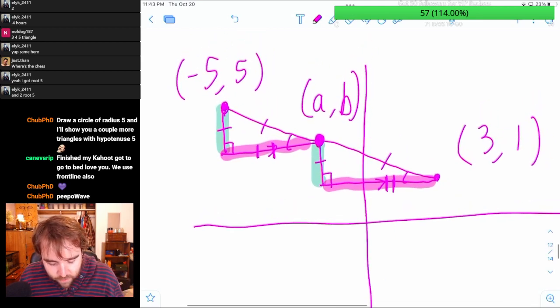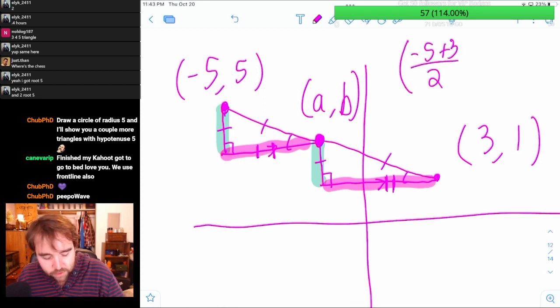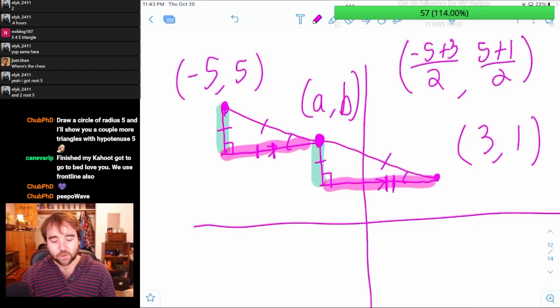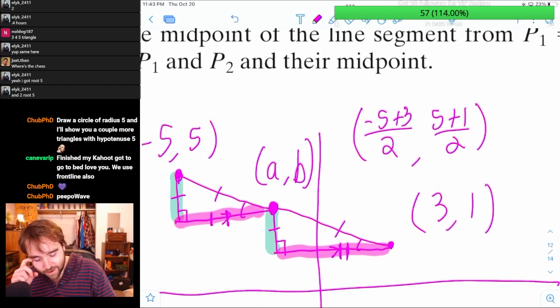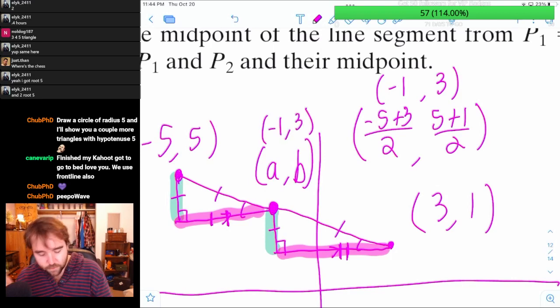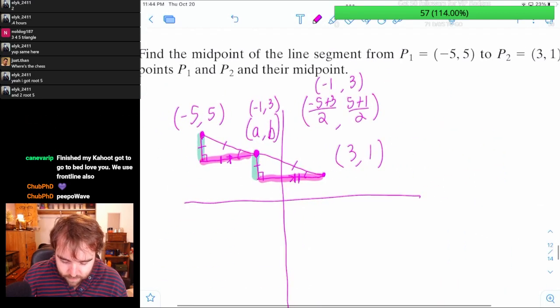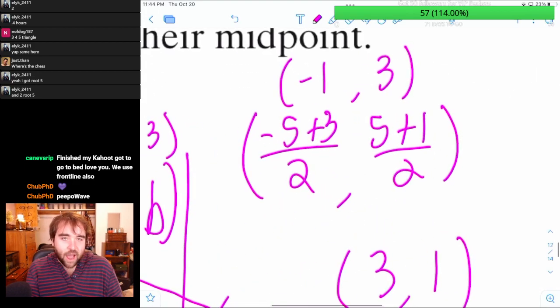So the midpoint is going to be negative 5 plus 3 divided by 2, because that's how you average, and 5 plus 1 divided by 2, because that's how you average. So negative 5 plus 3 is negative 2, divided by 2 is negative 1. 5 plus 1 is 6, divided by 2 is 3. So that point should be negative 1, 3. Because that's how you do it. That's the midpoint formula. You just average the points.